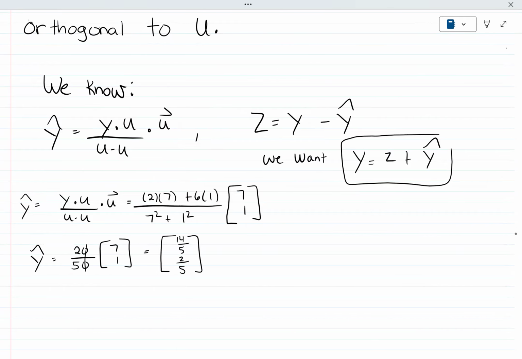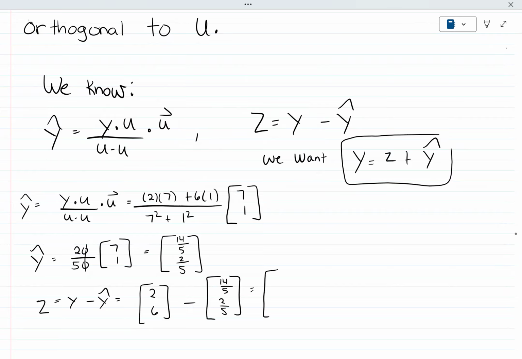Now we can find z. Now we got to find z, right? So z is y minus y hat, which equals y, which is 2, 6, minus y hat, which is 14 fifths and 2 fifths. And when you do the algebra, this is what you're going to get.